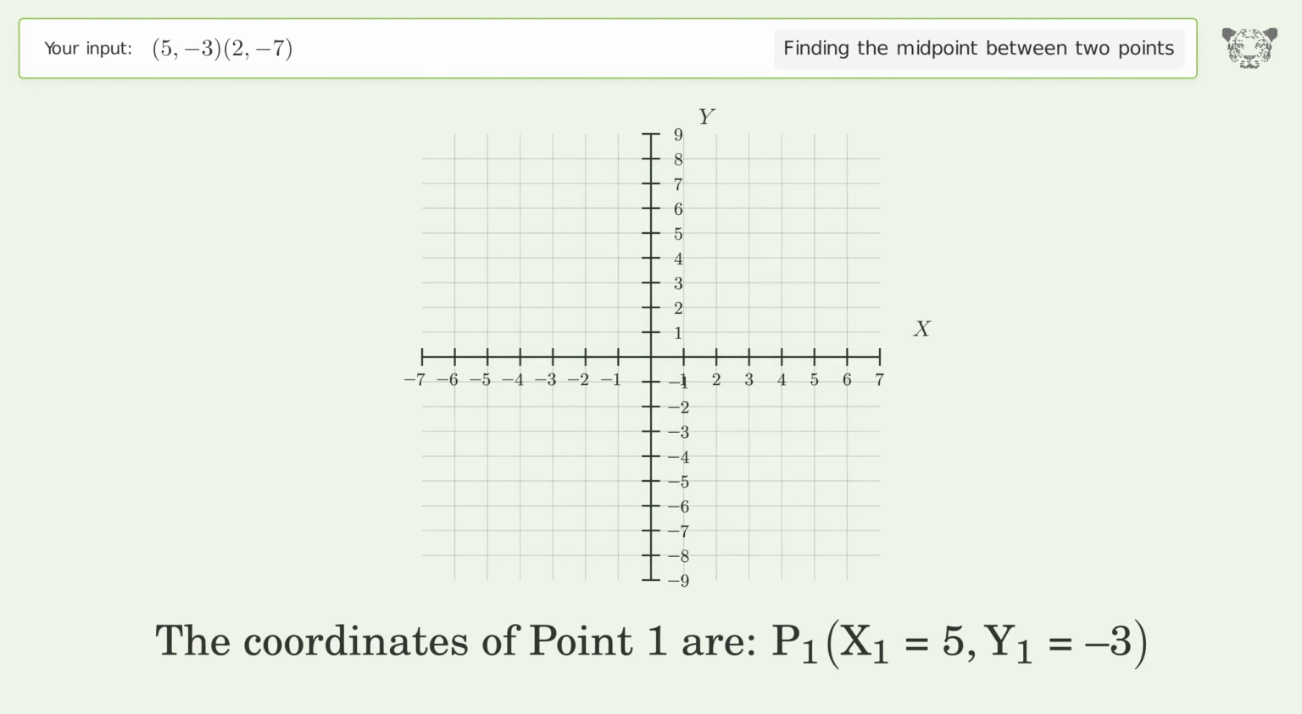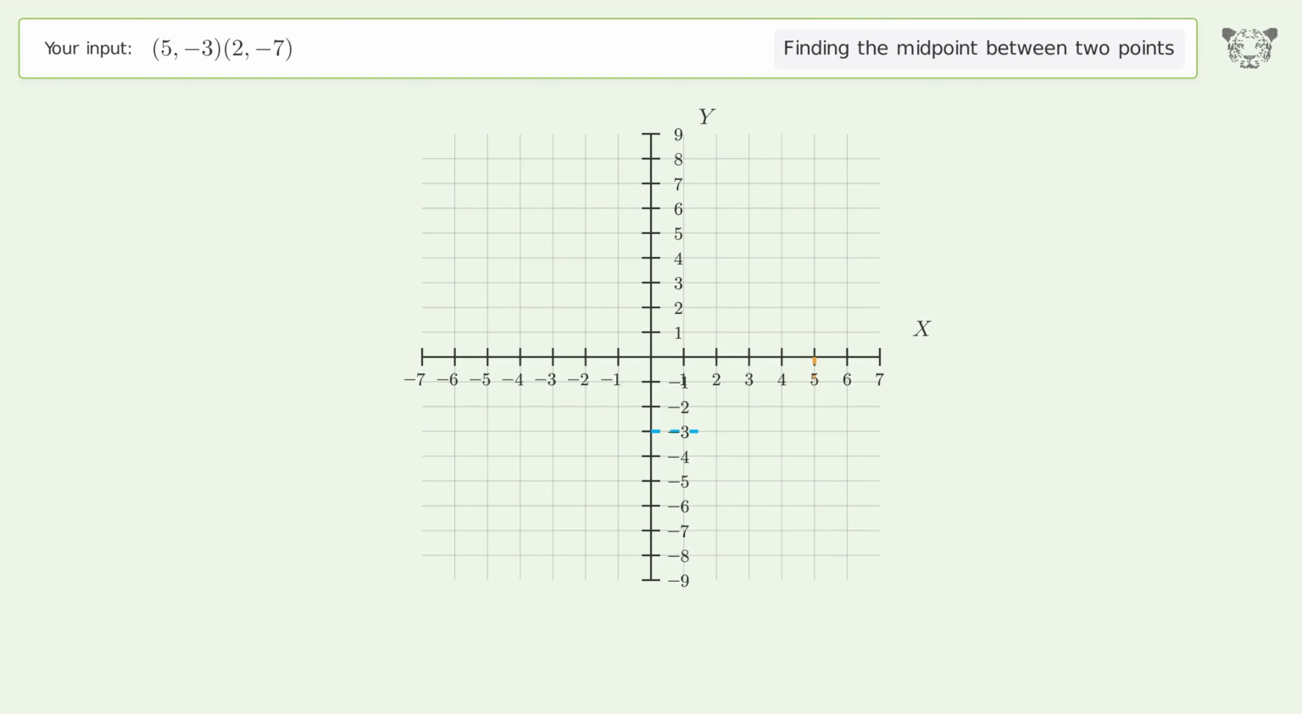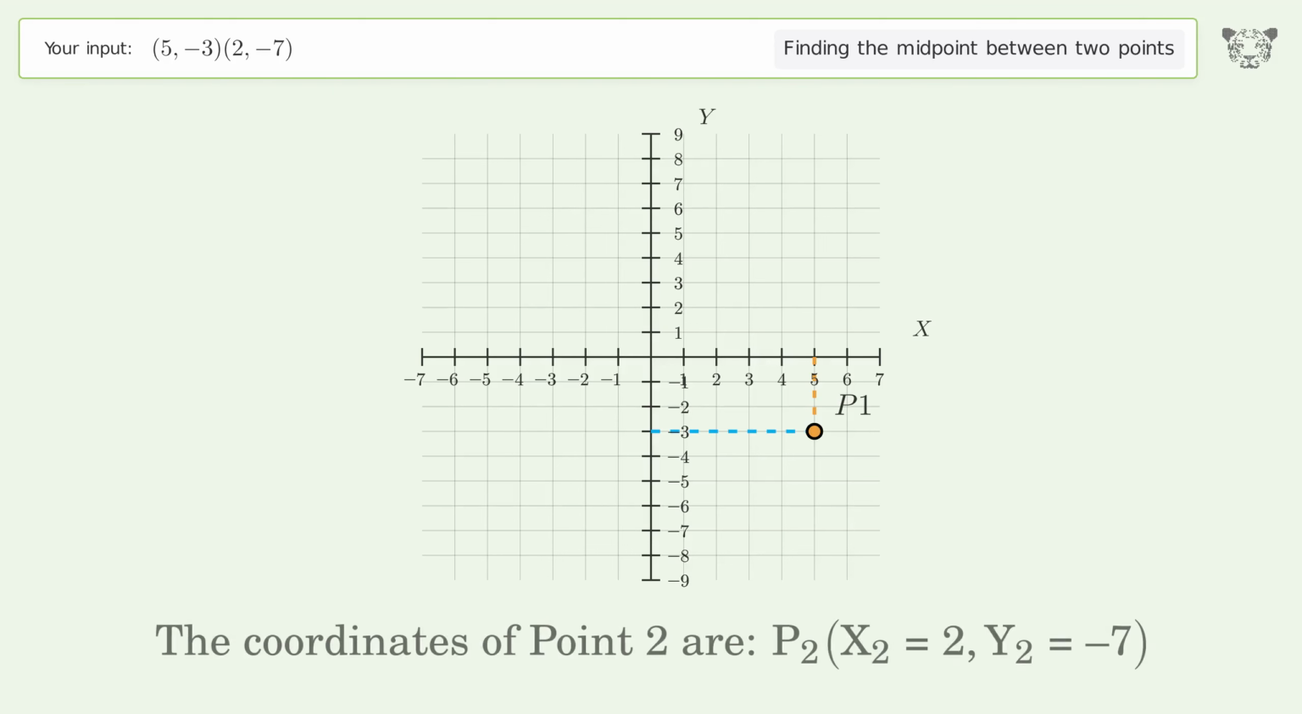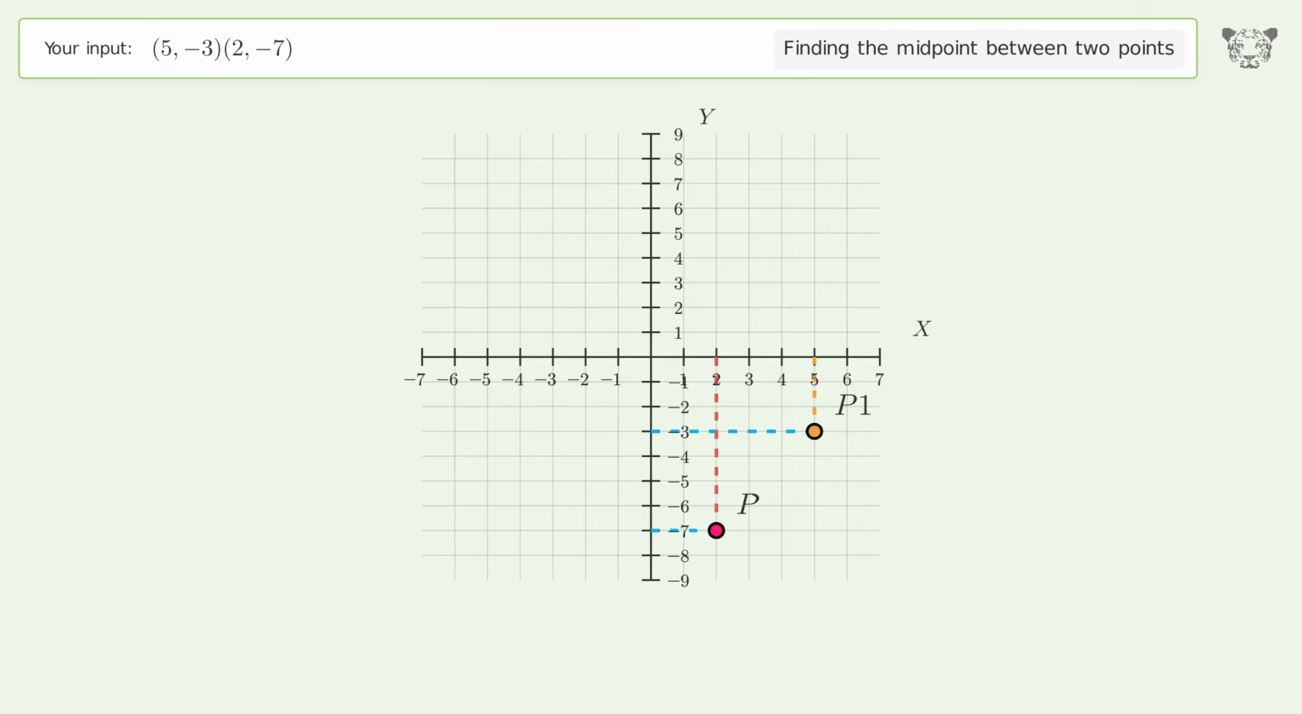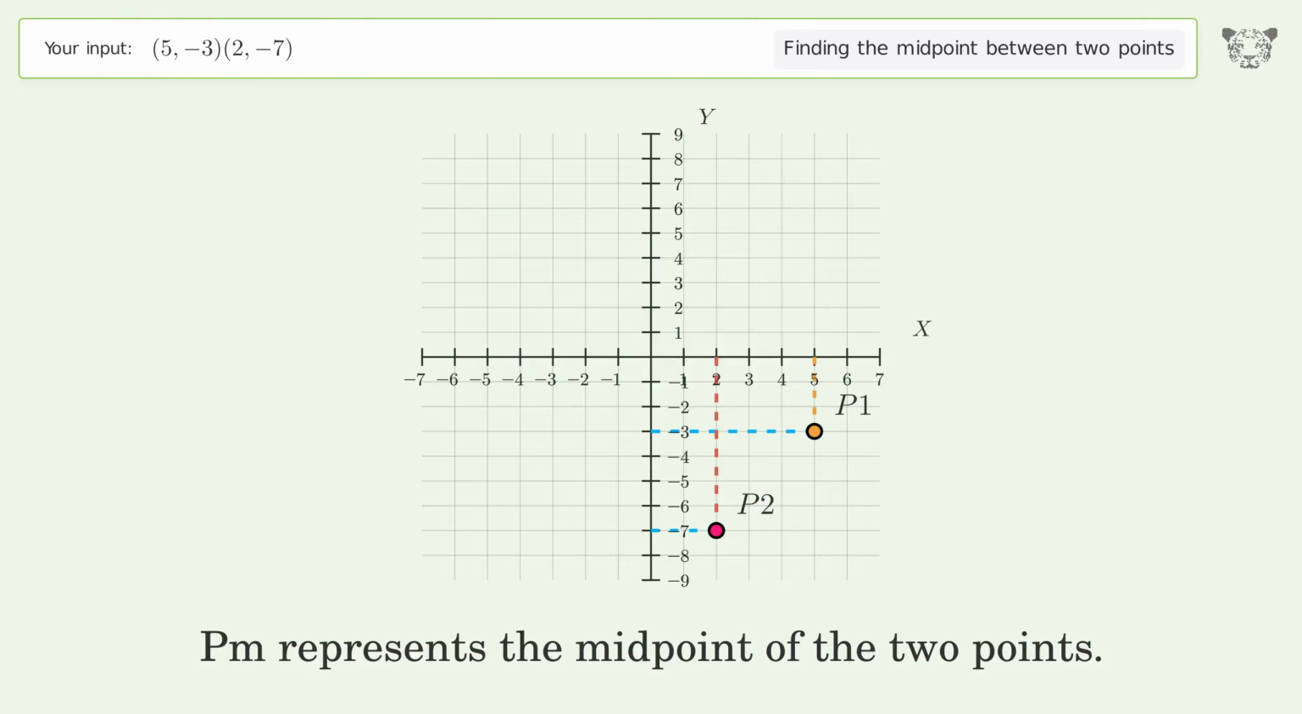The coordinates of point 1 are x1 equals 5, y1 equals -3. The coordinates of point 2 are x2 equals 2, y2 equals -7. PM represents the midpoint of the 2 points.